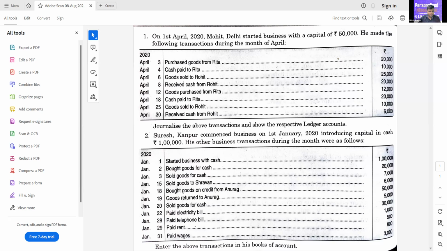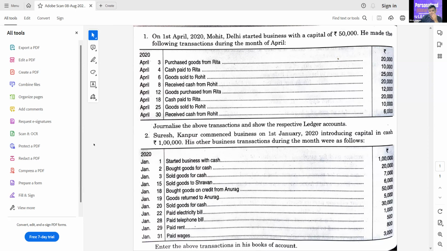Cash account to Rita account. Cash account debit to Rita account. Okay. Yes, sir, 10,000. Okay. Sales account to Rohit account. Sales account debtor to Rohit account. Wrong.